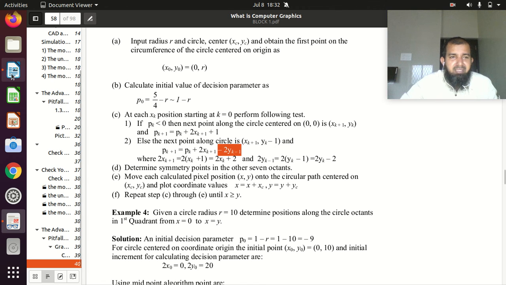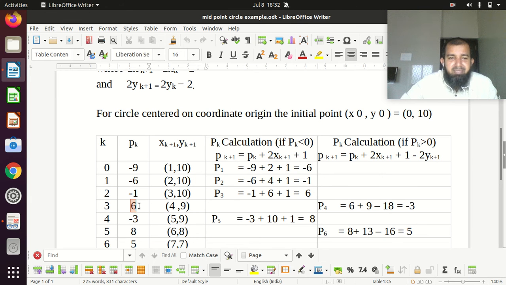Okay, so for example, see here. Here the decision parameter is greater than 0. So the next pk value is, this is the formula: the previous pk value plus 2sk plus 1. That is 2 into 3, 6, plus 2 plus 1, 9. Then minus 2yk plus 1. 2yk plus 1 means what? 2yk minus 2. 2yk is 10. 2 into 10, 20. 20 minus 2 is 18. You get minus 3. Minus 3 is the next decision parameter. So if pk is greater than 0, this is the formula. If pk is less than 0, this is the formula to find the next pk value.